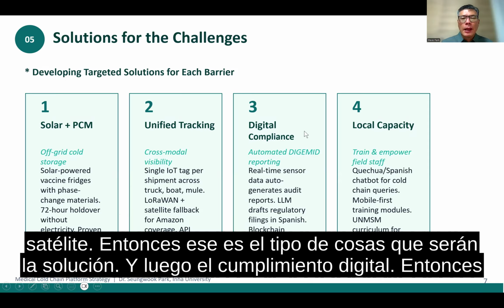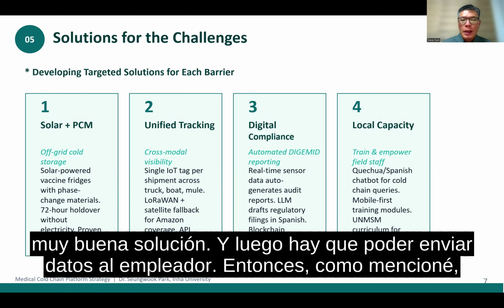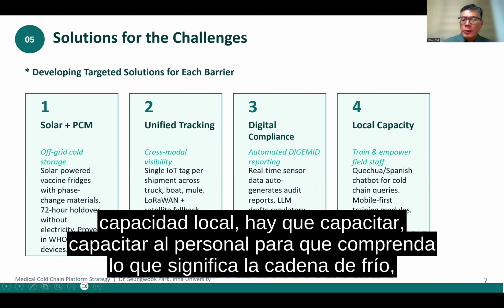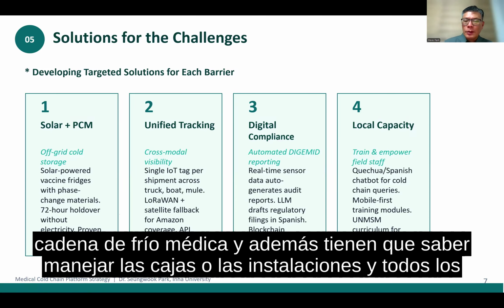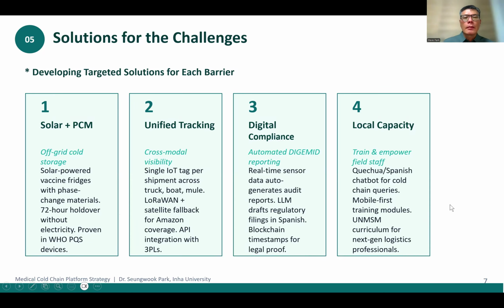And then digital compliance, so automated digital reporting. As I mentioned, you need real-time sensor data, and auto-generated audit reports must be set up. And then local capacity: you have to train and empower field staff to understand the medical cold chain. And they also have to know how to handle the boxes, the facilities, and all the equipment. You need to maintain a good medical cold chain.